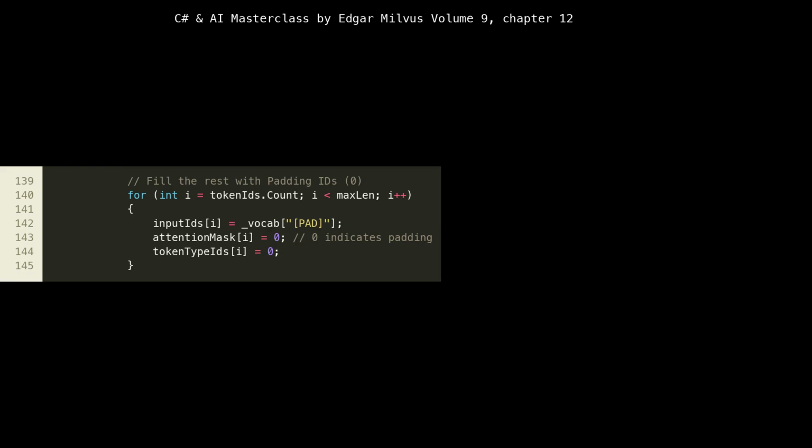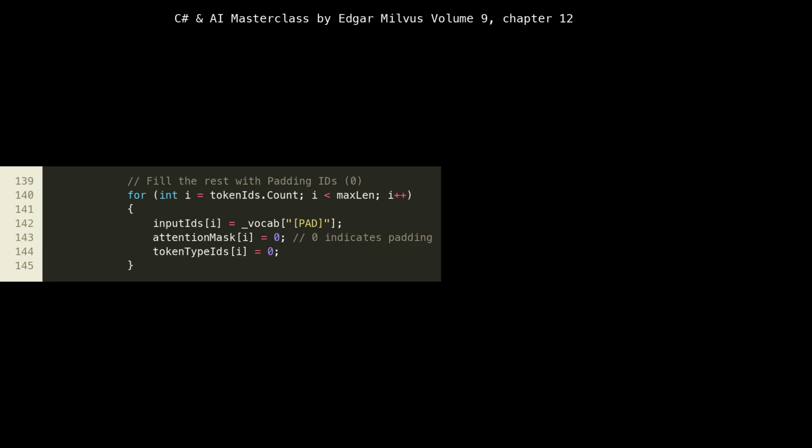Lines 139 to 145 complete the padding process. After copying the actual token IDs, we iterate from the end of the token IDs list up to max len. In this loop, we fill the remaining positions of input IDs with the pad token ID, which is 0 in our _vocab. Concurrently, we set the corresponding attention mask entries to 0. This explicitly tells the BERT model, these positions are just padding, ignore them during self-attention calculations. The token type IDs also remain 0.